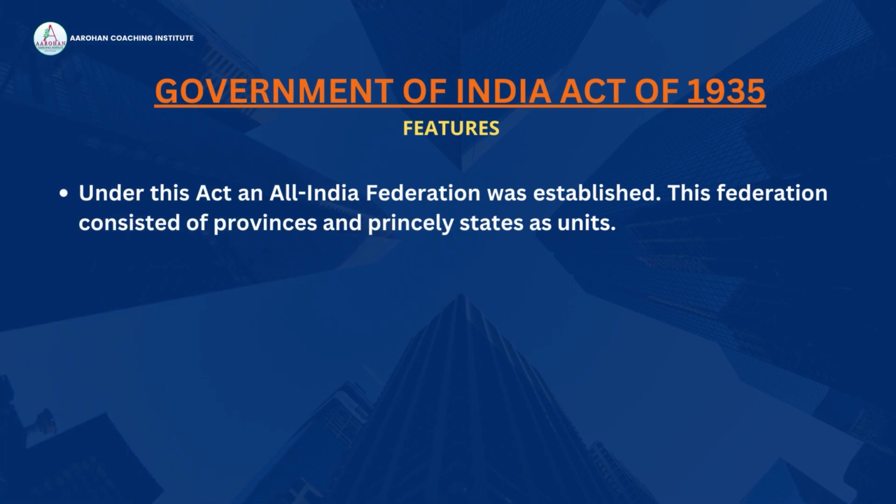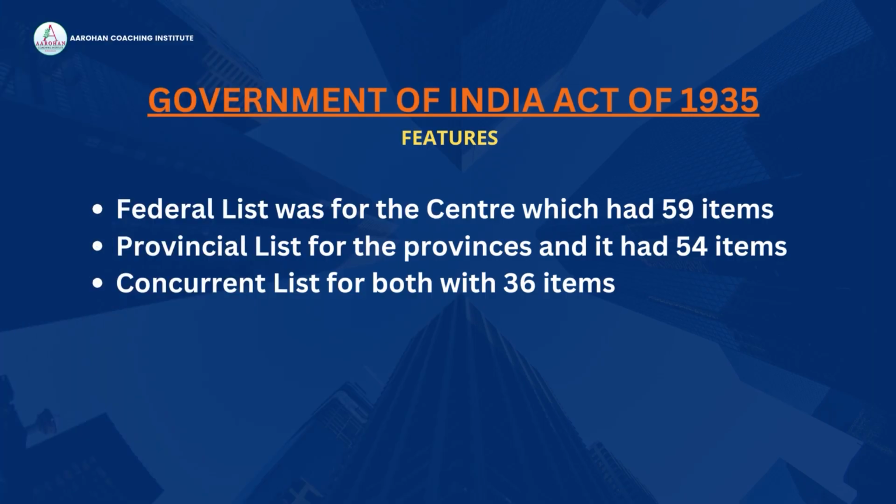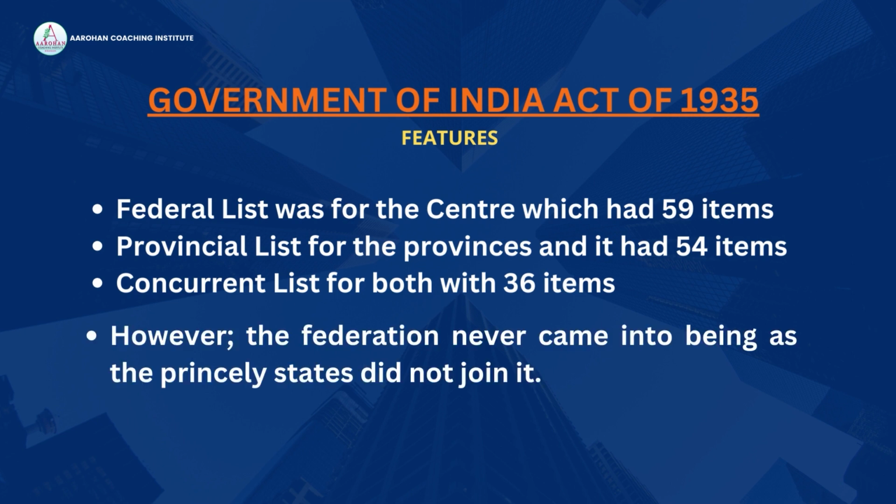Under this act, an All India Federation was established. This federation consisted of provinces and princely states as units. This act divided the powers between the centre and units as per three lists: federal list for centre, provincial list for provinces, and the concurrent list for both centre and the provinces. Federal list was for the centre, which had 59 items, provincial list for the provinces, and it had 54 items, and the concurrent list for both, which had 36 items. However, the federation never came into being as the princely states did not join it.